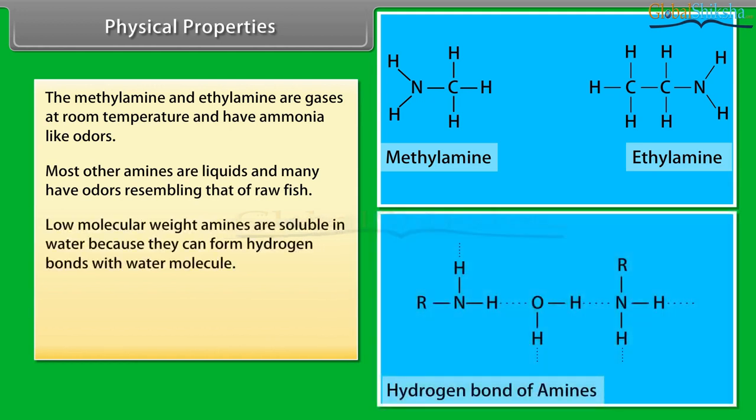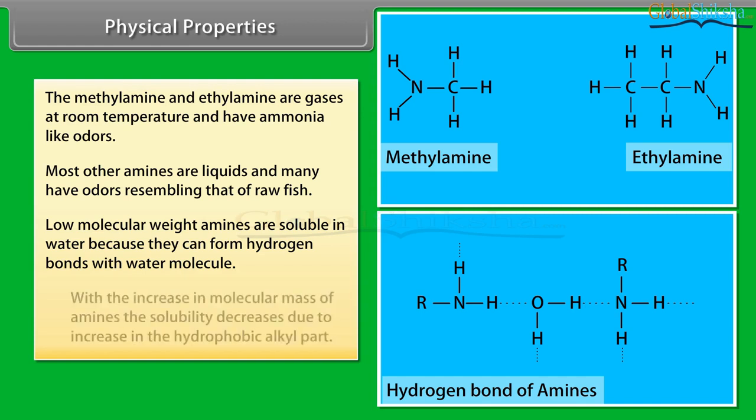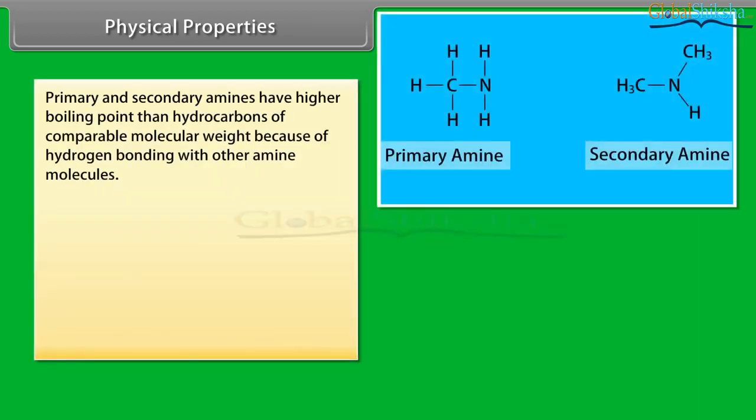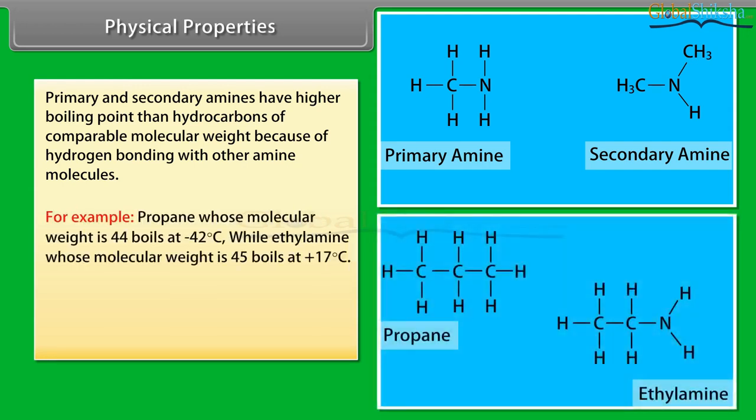Low molecular weight amines are soluble in water because they can form hydrogen bonds with water molecule. With the increase in molecular mass of amines, the solubility decreases due to increase in the hydrophobic alkyl part. Primary and secondary amines have higher boiling point than hydrocarbons of comparable molecular weight because of hydrogen bonding with other amine molecules. For example, propane, whose molecular weight is 44, boils at -42 degrees Celsius, while ethylamine, whose molecular weight is 45, boils at +17 degrees Celsius.